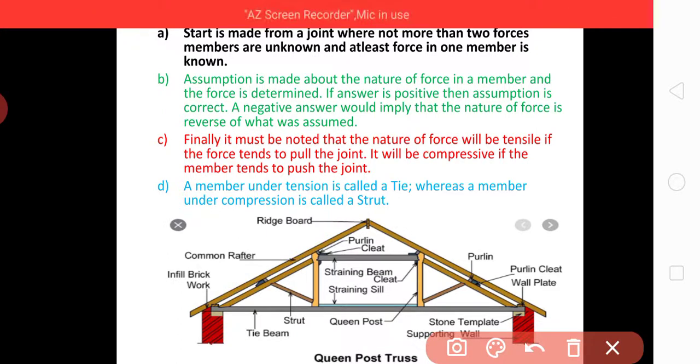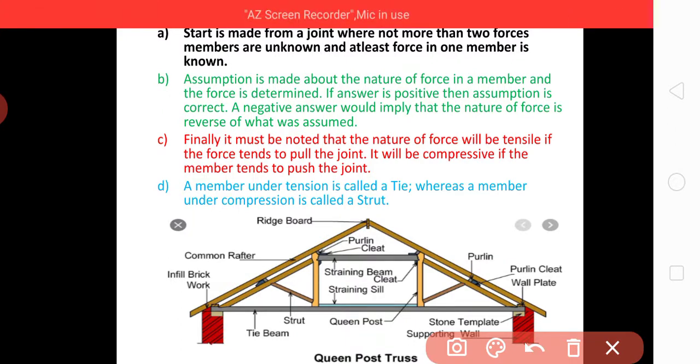Finally, it must be noted that the nature of the force will be tensile if the force tends to pull the joint, and it will be compressive if a member tends to push the joint. A member under tension is called a tie, whereas a member under compression is called a strut.